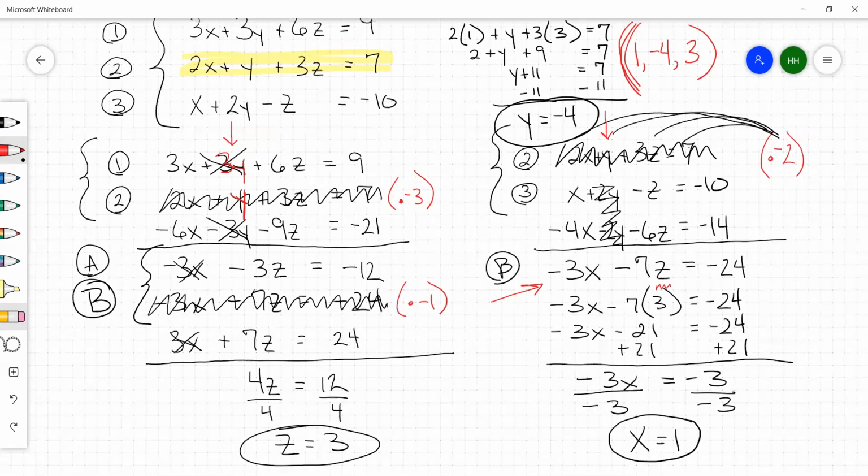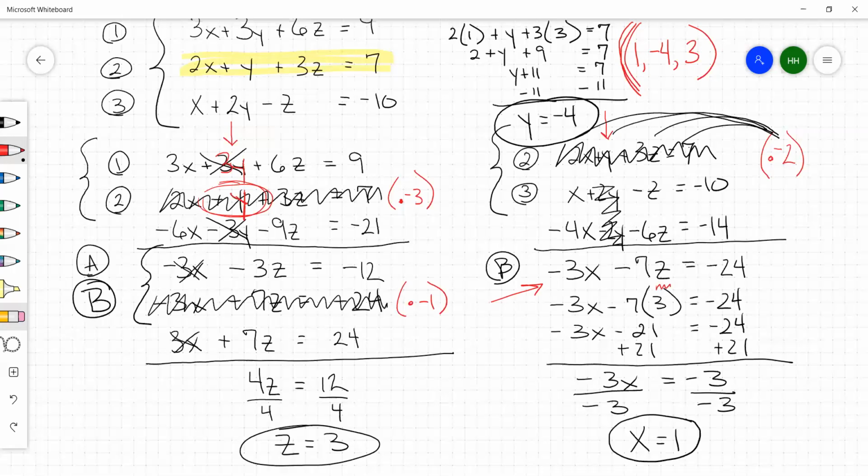So you're kind of looking ahead, saying, all right, I'm going to add these two equations together in a minute. What do I want this value to be when I add them together? Well, if this one's positive 3y, I want this one to be negative 3y. And if it's just a y right now, what do I have to multiply it by to make it a negative 3y? Negative 3.